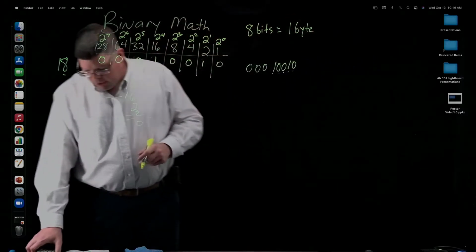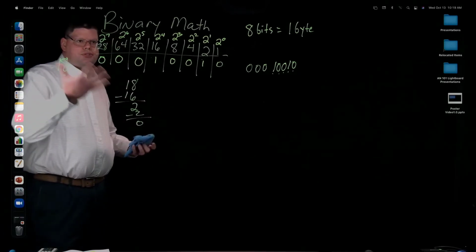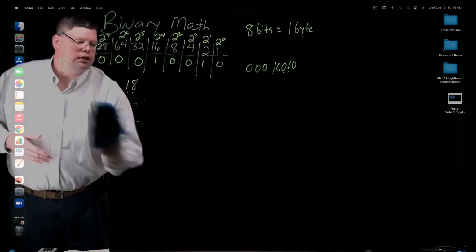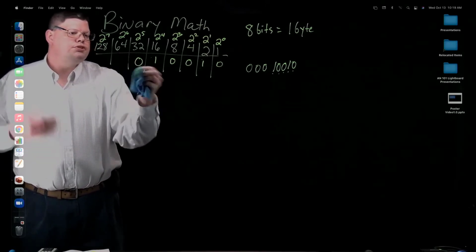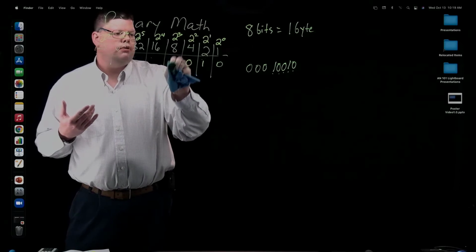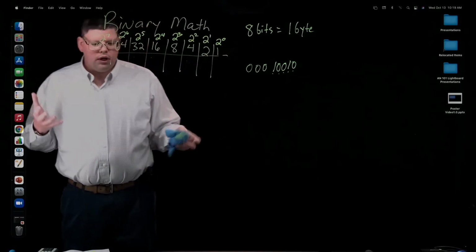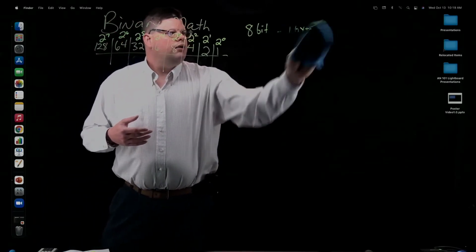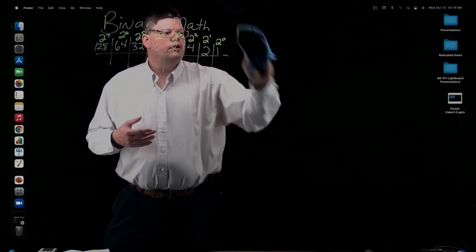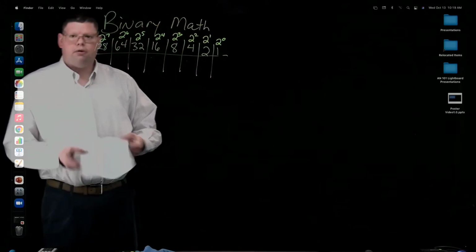So, how is this used? How does this work with a computer? Computers need to take input that we give it. We need to give it the letter A, or a number, or a symbol, and it needs to be able to convert that. How does that work? Well, it works through the process of what we call the ASCII code.